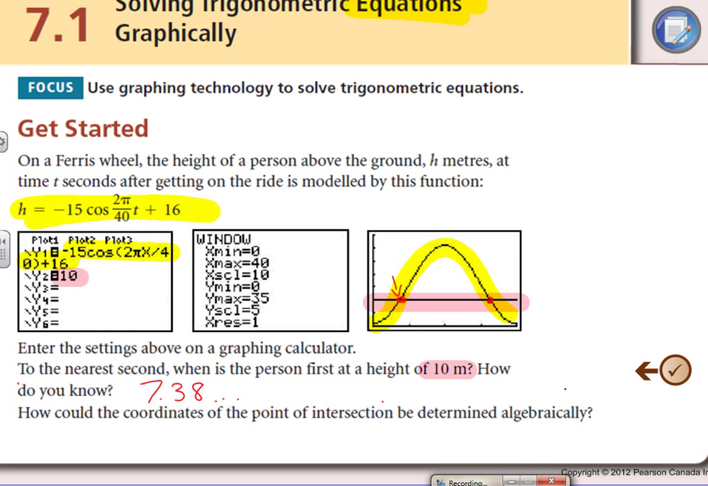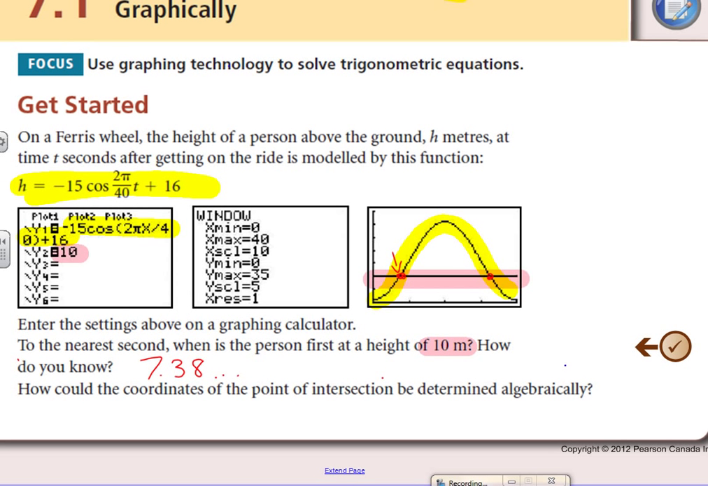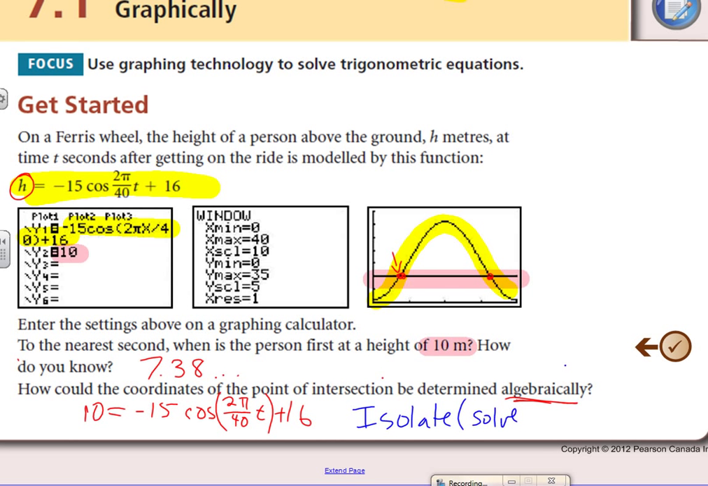Now the big question though is, how could we do it algebraically? That's going to be more in 7.2, which deals with the algebraic method. But in order to find it, we would just plug in our h of 10, and work through negative 15 cos 2 pi over 40 t plus 16. And now we would start isolating and solving for t. So we'll write that there: isolate, solve for t.